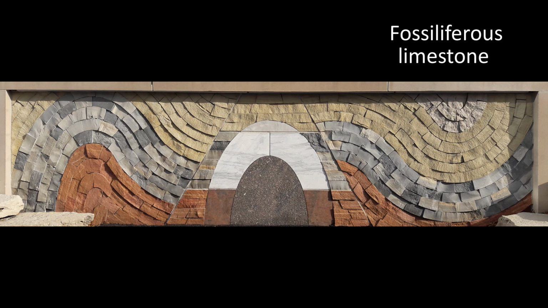Fossiliferous limestone comes first, located on the top right side. This rock contains significant fossils, typically the remains of marine organisms such as corals and mollusks. Fossiliferous limestone forms in warm, shallow marine environments that contain biological material such as shells and skeletal fragments. Compaction and cementation transform these remains into solid rock. The fossils vary in size from microscopic to large, visible specimens.